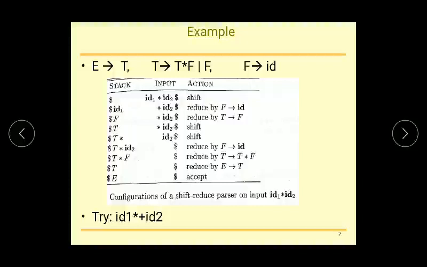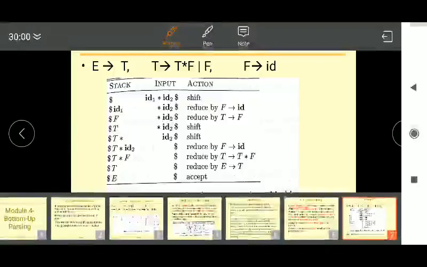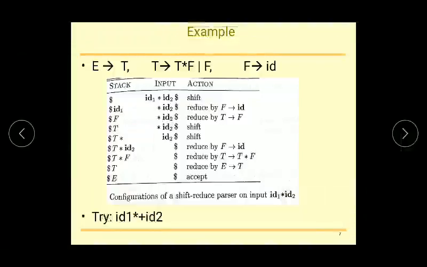So after this step, in the input we have star, no? So that star is pushed onto the stack. Now we have T star on the stack. So is there any production to reduce T star by its left hand side?